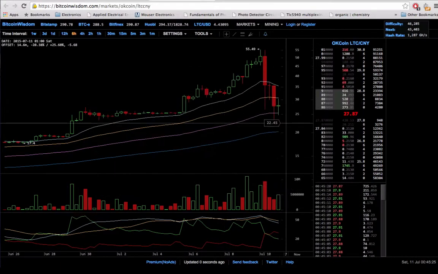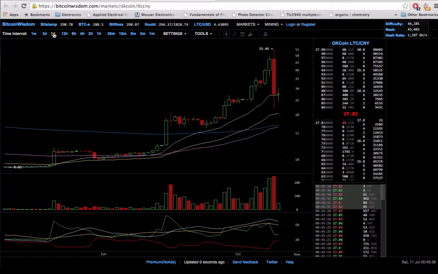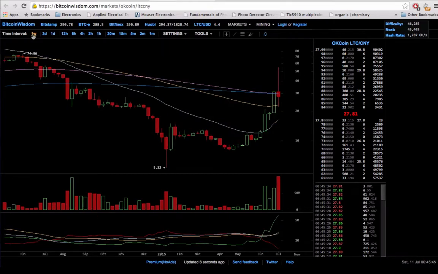Okay, so basically, how do you use the DMI coupled with the EMA? It's a great tool to use, trust me. So let's go to the 1 day right now. I can tell you that for midterm trading, we're going up. You go look at the 1 week, and we have this cross.